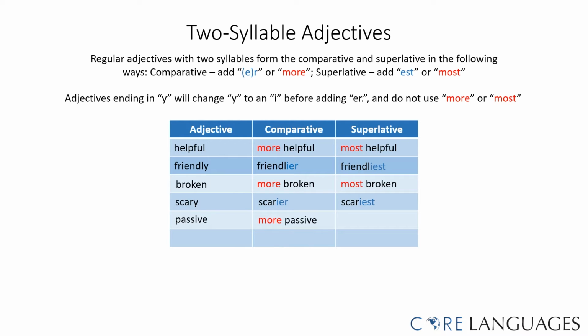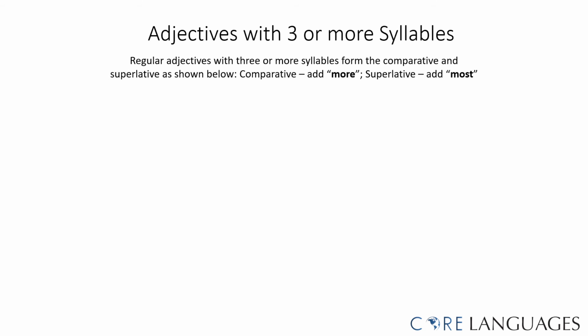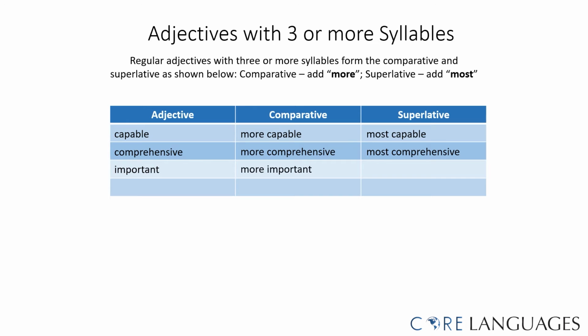Passive, more passive, most passive. Pretty, prettier, the prettiest. Adjectives with three or more syllables or vowel sounds always need more and most for the comparative and the superlative. For example, capable, more capable, most capable. Comprehensive, more comprehensive, most comprehensive. Important, more important, most important. Beautiful, more beautiful, most beautiful.